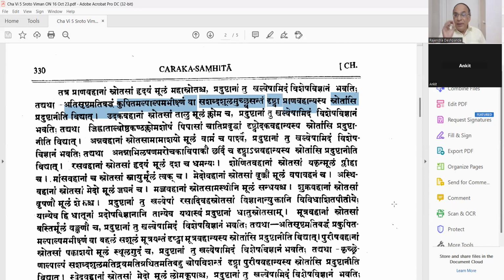Please write down the meaning word to word. Atisrishtam Shwas. What is Atisrishtam Shwas? Increased pace of respiration. Atisrishta, very fast. Atisrishta, increased pace of respiration.